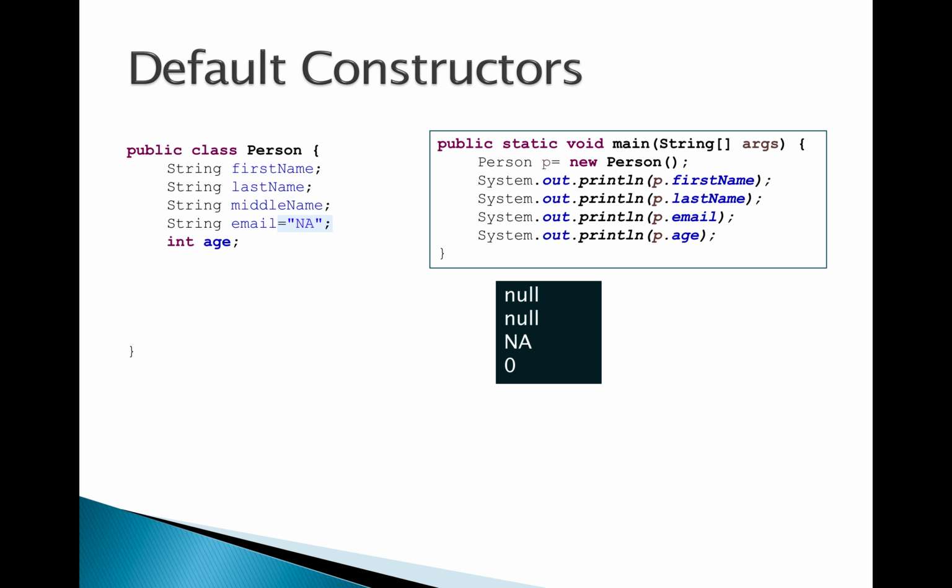If you see here, I get null for first name and last name, but I get NA for email. The reason I get NA for email is because I initialized email equal to NA here. Since I have initialized the instance variable as NA, anytime you create the object, it is going to get the initial value of NA. Whereas the other cases are going to get null because I didn't initialize any value, so they get the default value. Okay, so I created an object. I don't have any constructors, but still I'm able to create an object and there are some initial values given to it.